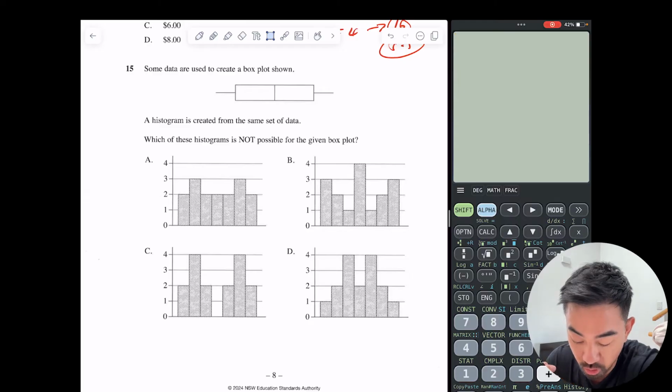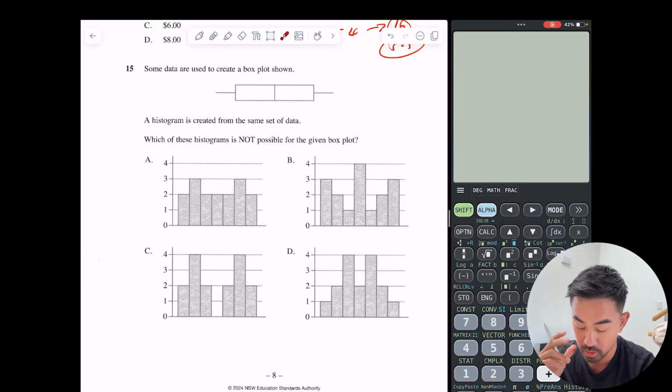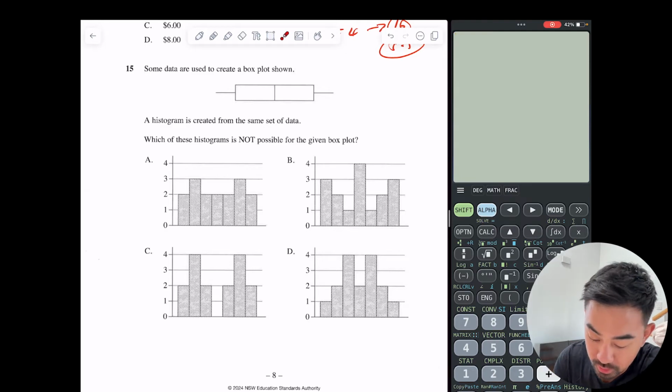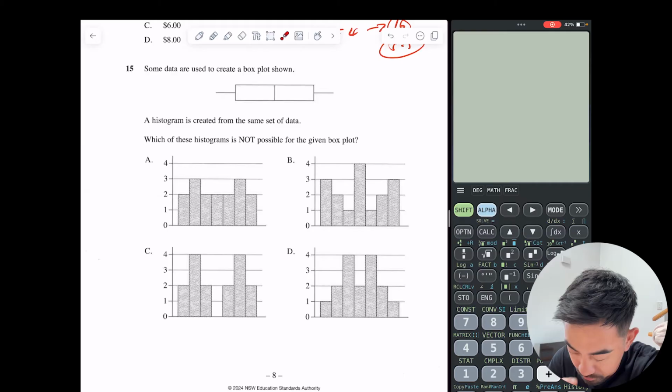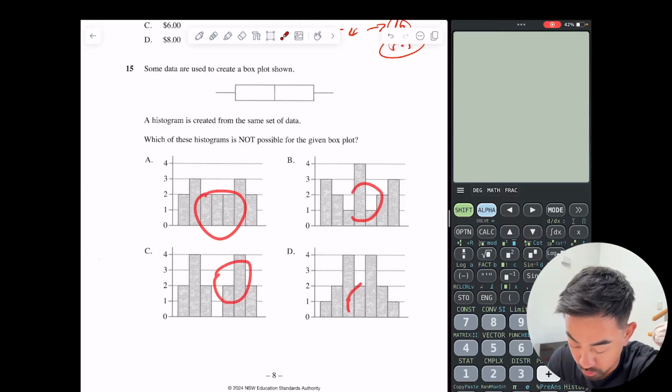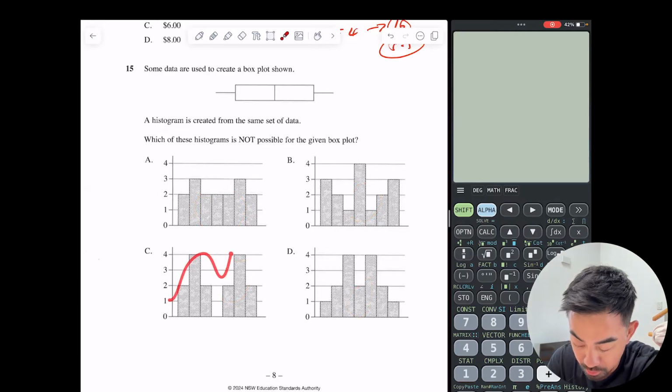All right, last question of multi-choice. Some data are used to create the box plot shown. There's a box plot. A histogram is created from the same set of data. Which of these histograms is not possible for the given box plot? Okay, so I'm looking at this and it's symmetrical. But these are also all symmetrical. And these are bimodal.